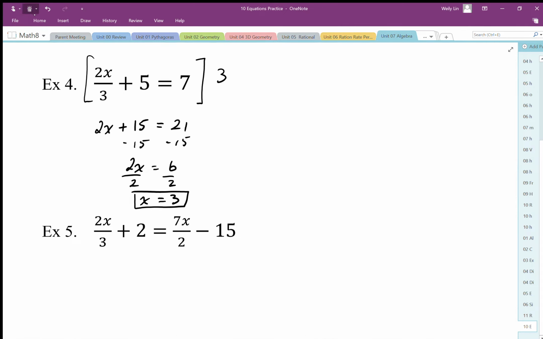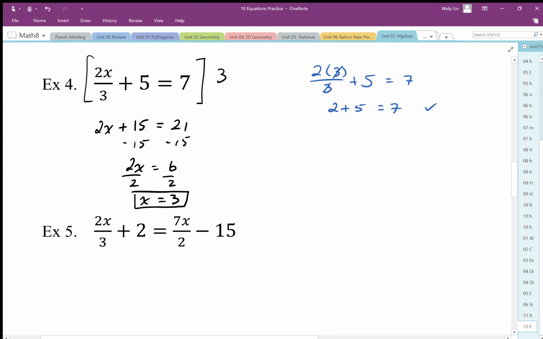Again, we can just substitute in and check our answer. So we end up with 2 times 3 divided by 3 plus 5 equals 7. Well, times 3 divide 3 cancel out, so 2 plus 5 equals 7. Yep, that works, so this 3 must be the right answer.